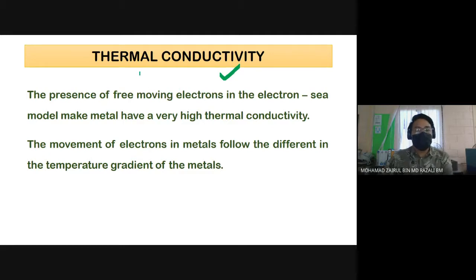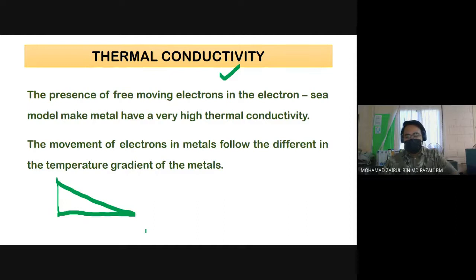Okay, thermal conductivity ni ialah transfer of heat. Okay, so kalau contohnya kalau awak pegang sudu yang panas, heat daripada sudu tu akan transfer ke badan awak. Contoh sudu tu, kalau awak guna sudu yang metal, elektron dalam metal sudu tu, dia akan carry the heat tu mengikut temperature gradient. Maknanya dia akan bergerak daripada higher temperature to the lower temperature.